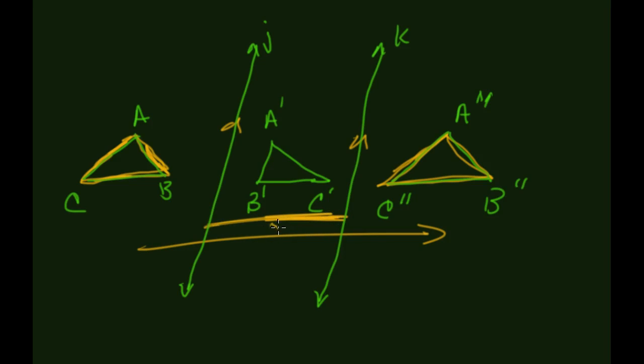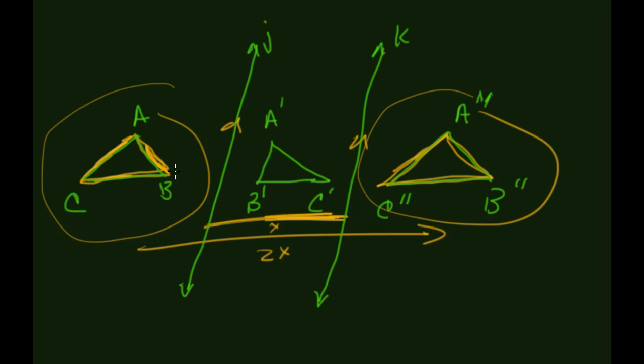So that's a little bonus. If this distance is x, the translation vector is going to be 2x, and it goes in the direction perpendicular to the parallels. So this could be created by making a slide, or could be created by making a composition of 2 reflections.